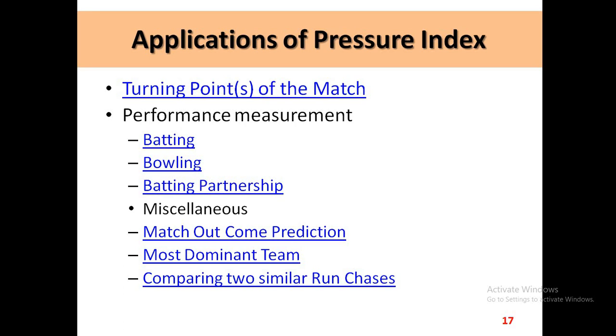There are some other derivatives of the pressure index as well. It can be utilized to predict the match outcome. It can be utilized to find the most dominant team or the most resilient team at different pressure situations. That is, a team which has more ability than other teams to win matches in simple, easy situations, in not so easy situations, and in difficult situations. It can also be utilized to compare 2 similar types of run chases in order to understand which run chase actually generated more excitement, where the pressure was even higher than the others. So these are several applications of the pressure index.